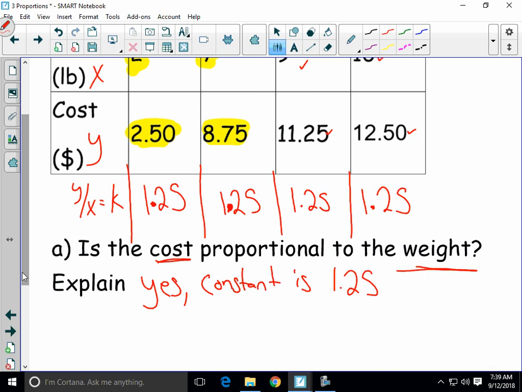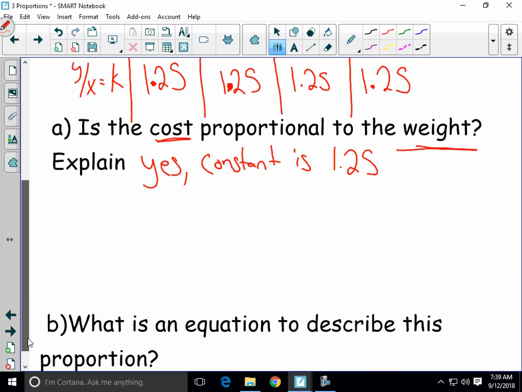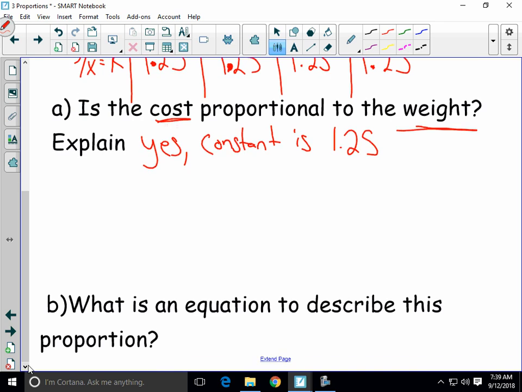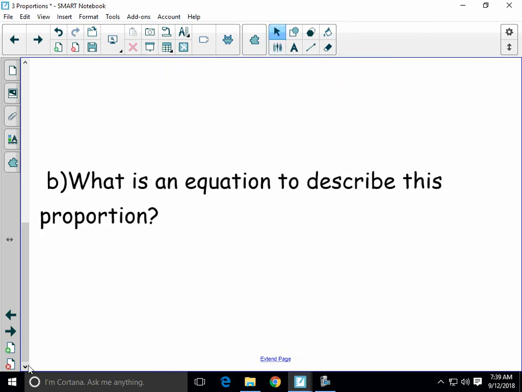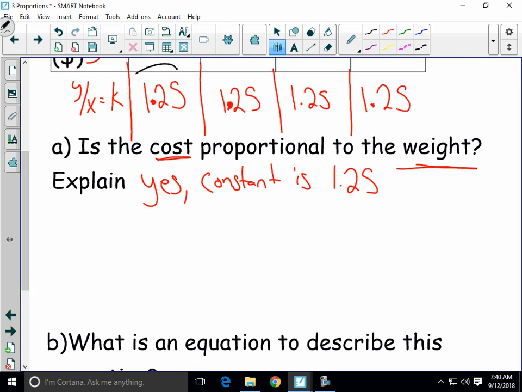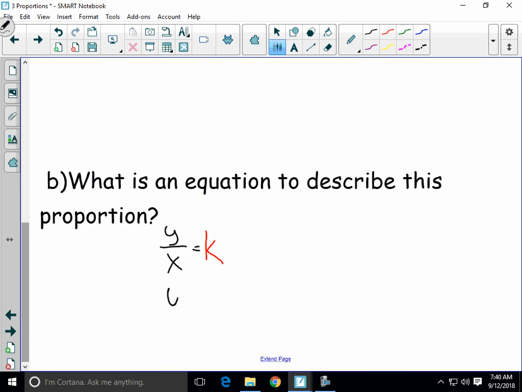Okay, now there are two ways that we can write an equation for this table. There are two formulas that you have to remember. The first formula, y divided by x equals k. Well, you're going to take that formula now, and you just figured out the constant. So you're going to plug that into the formula. Okay, so y divided by x equals 1.25. Okay, that's one way you can write an equation for that table.